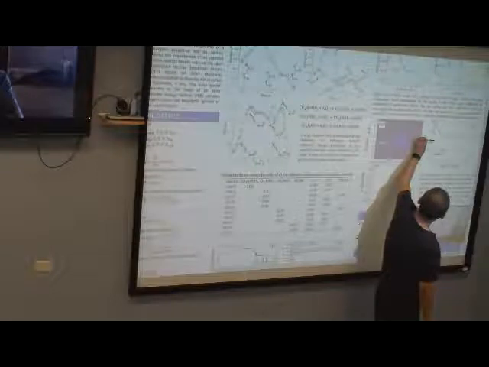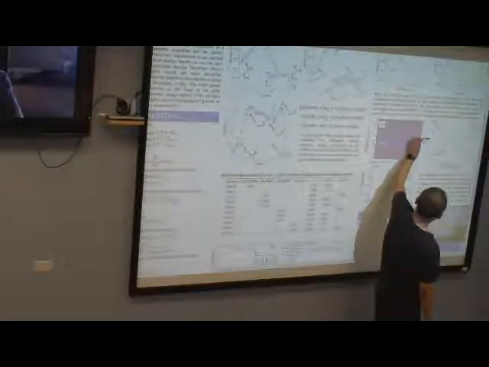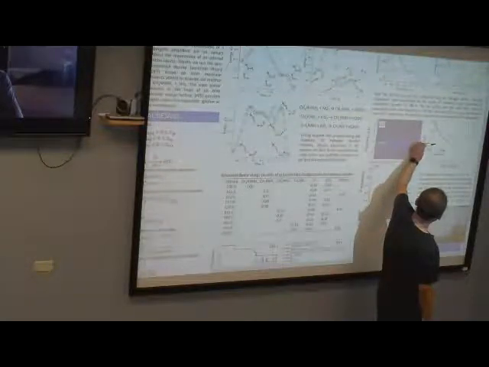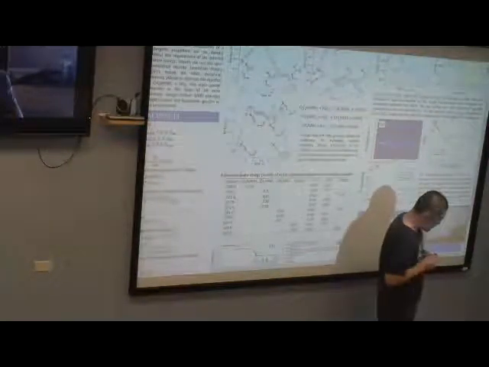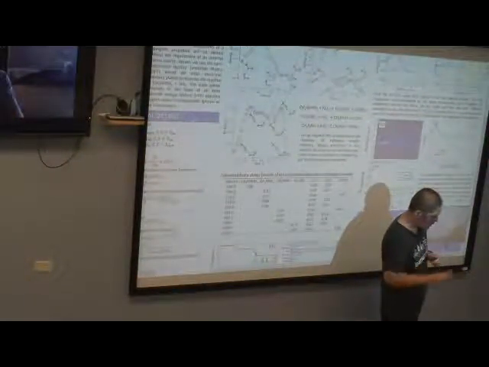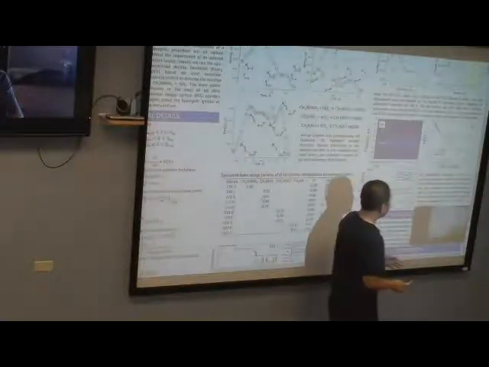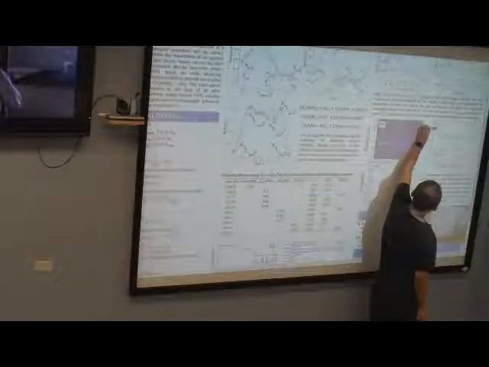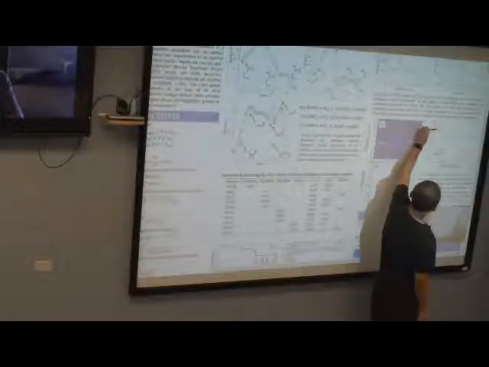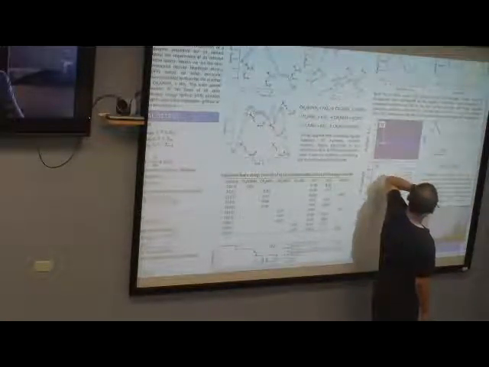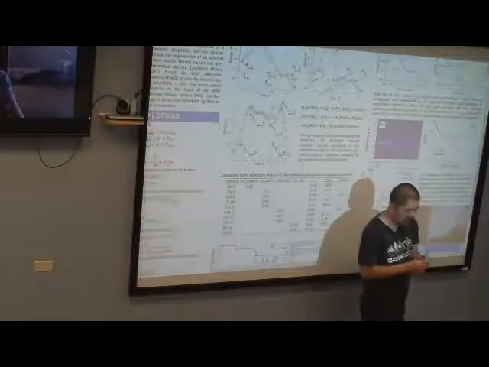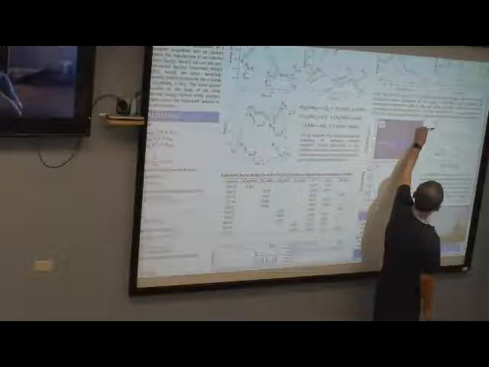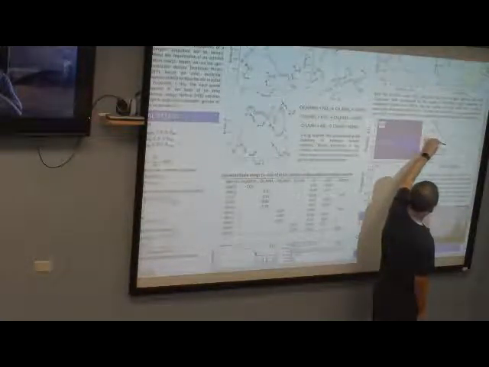Here, this diagram shows the fitting for the reaction rates. Like I said before, the nuclear wavepacket dynamics can be performed at different temperatures. Here, each point corresponds to a specific temperature. And from each run, we can get the reaction rate. By using these reaction rates, we can fit them to the Arrhenius equation.